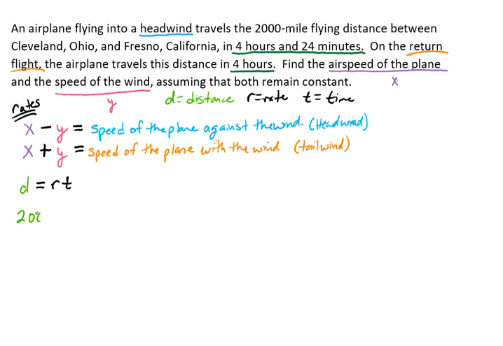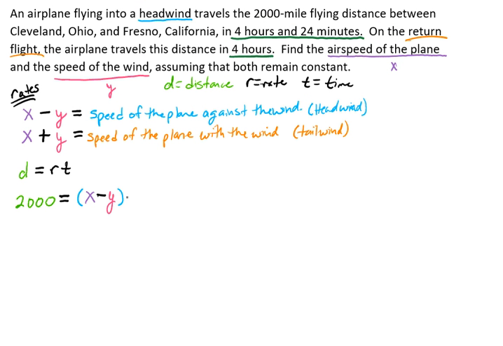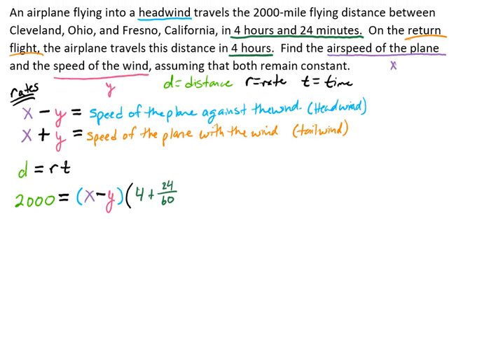We know that we're traveling 2,000 miles. Our first rate is the speed against the wind, with our headwind, which is x minus y, and then times our time. Our time on this problem happens to be the 4 hours plus the 24 minutes out of 60 minutes.